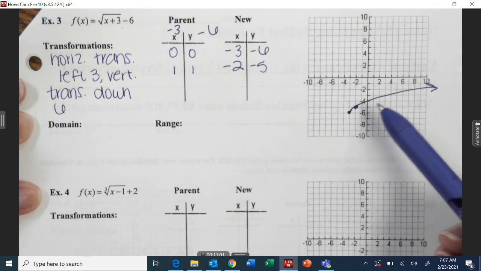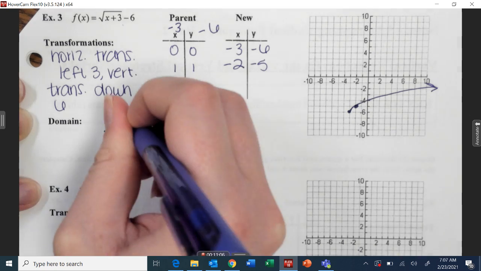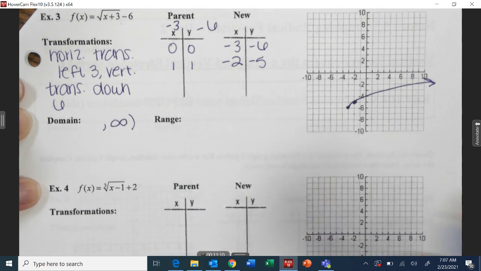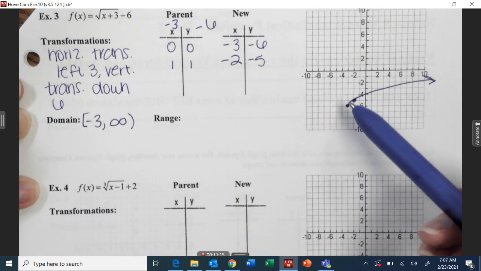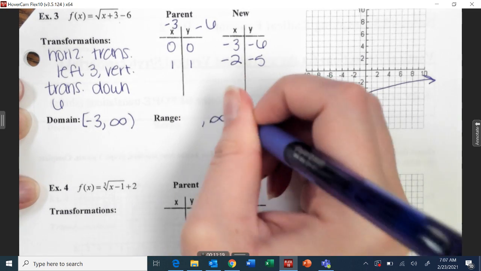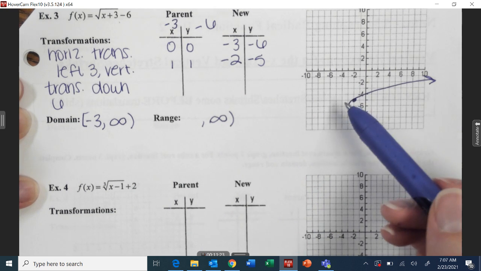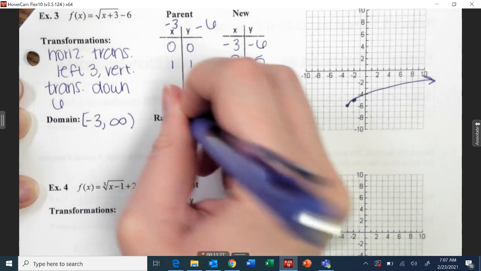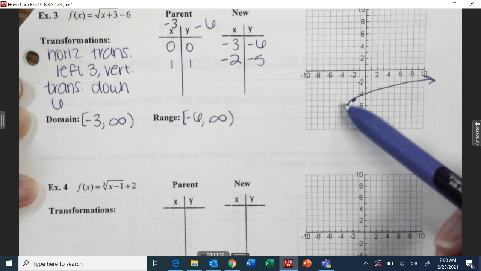As I continue, I'm going to the right forever. That's going to positive infinity. That means my point all the way on the left here, this x value is negative 3. The range, I'm continuing up forever. That's positive infinity. That means the lowest point, the smallest y value, is going to be down here at negative 6. It's based kind of off of that special point that we talked about.